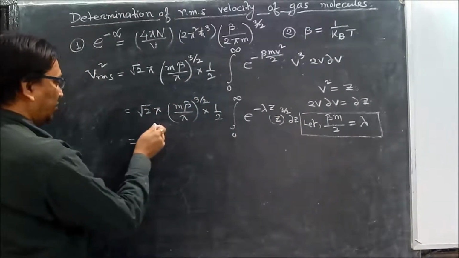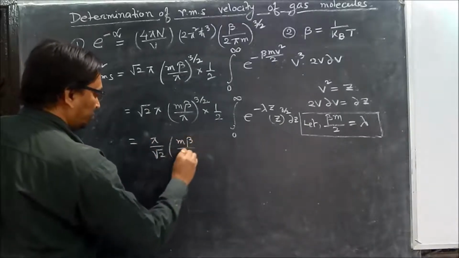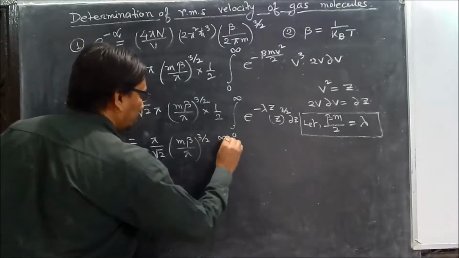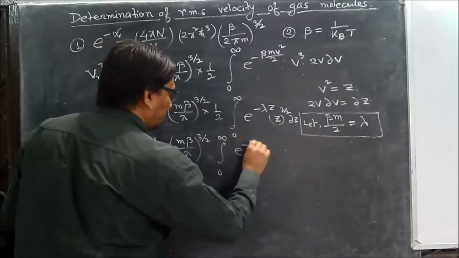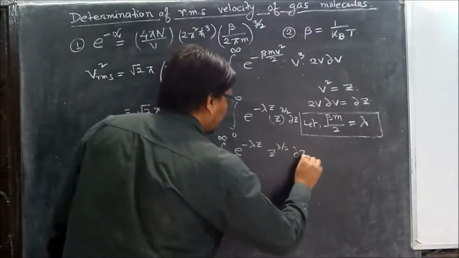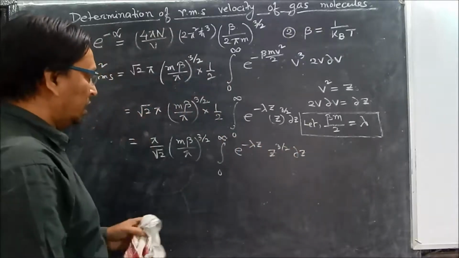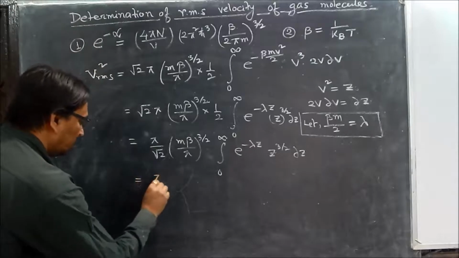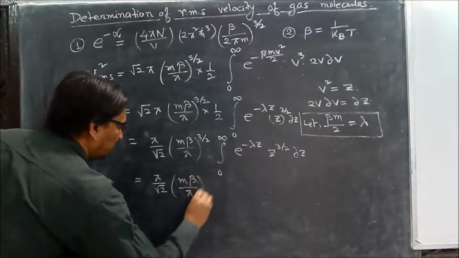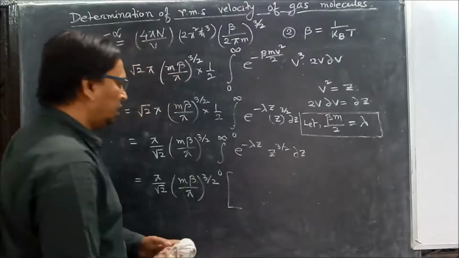Now taking half here, this will be pi by root 2, and this will be (m beta by pi) whole to the power 3 by 2, and integration 0 to infinity. So what we are getting is e to the power minus lambda z, z to the power 3 by 2, and del z. Now we have to integrate this part, and this can be done by integration by parts. So let us do this. This will be pi by root 2, and this is (m beta by pi) whole to the power 3 by 2. So by parts, at first let us integrate this part.